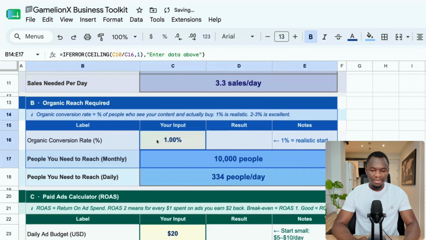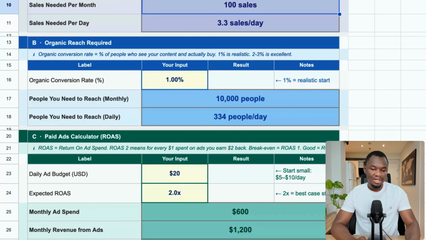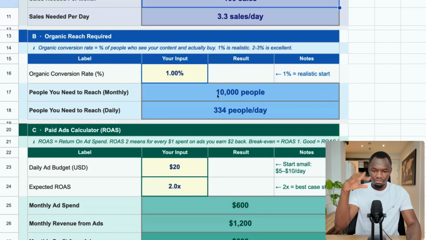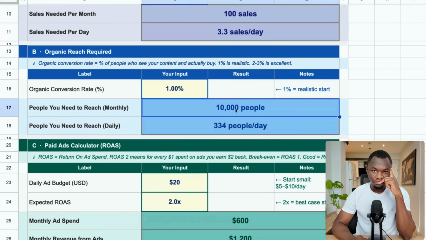So at 1%, based on the calculations we've made, we are selling a product of $30 and we want to reach $3,000 in sales. It means we need to make 100 sales per month. Now with this, if we are to go on an organic route alone, how many people do we need to reach? At a 1% conversion rate, we need to reach 10,000 people. And this will be our daily reach. So on a day, we need to reach about 334 people per day, so that by the end of the month, we are reaching 10,000 people.